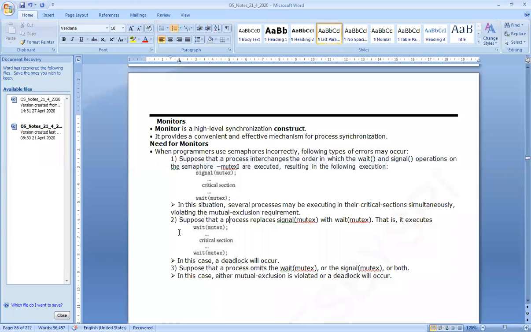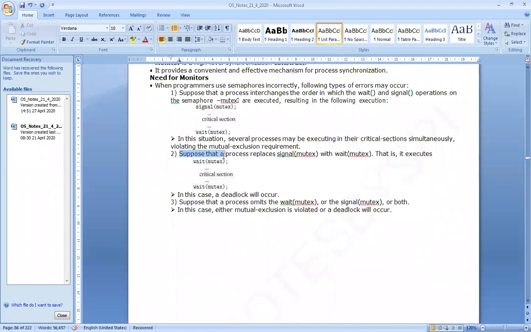So what is the second scenario? Suppose that a process replaces the signal mutex with the wait mutex, that is, it executes like this. Whenever the process replaces the signal mutex with the wait mutex, nothing but the variable which we specially use for our signal and for our wait function. The respective variable has to be passed to the wait and signal function. If there is an interchange between the variables of the signal function and the wait function, automatically it leads to another kind of problem.